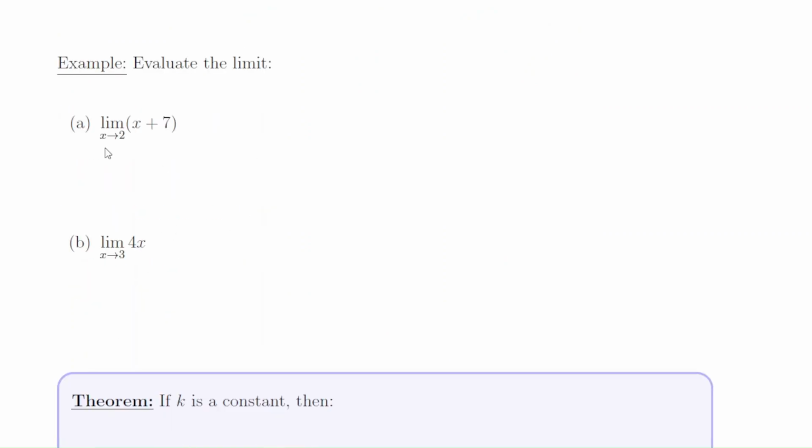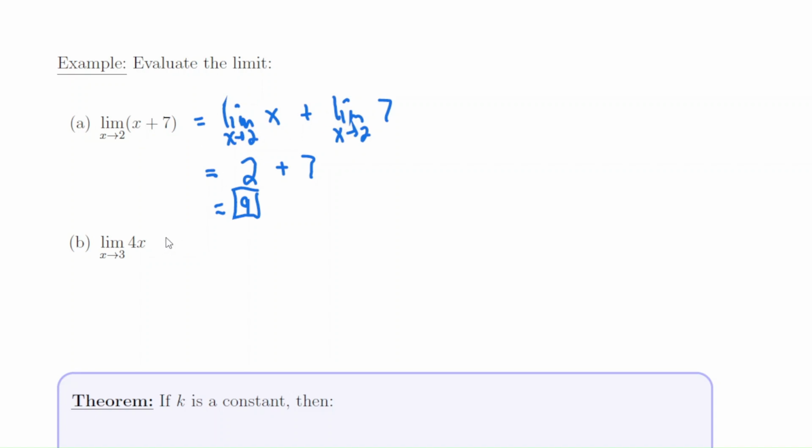Okay, how would we evaluate something like this then? Limit as x approaches 2 of x plus 7. Well, we could write it out as limit as x approaches 2 of x plus limit as x approaches 2 of 7. But what's the limit as x approaches 2 of x? Well, by our theorem, wasn't that just 2? And what's the limit as x approaches 2 of the constant function 7? By our theorem, that's just 7. So this will be 9. Notice, by the way, that's the same answer that you get by just plugging in the 2, right? You get 9.